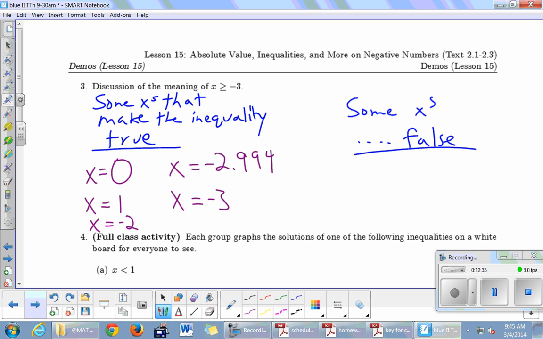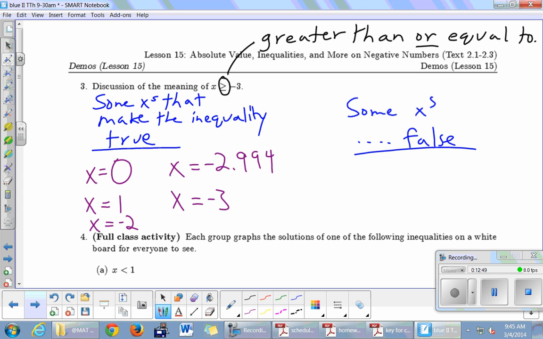Yeah, because, here's the way that we say this sentence. I've been saying it, but that symbol right there is greater than or equal to. And negative 3 just snuck into that category there. It's the equal to part, right? It just barely makes it true, but it still makes it true.